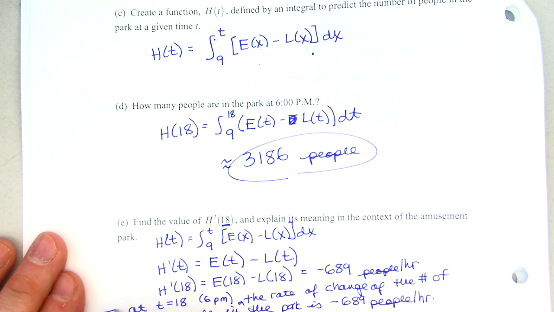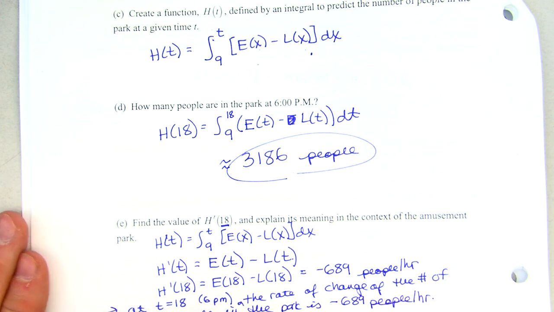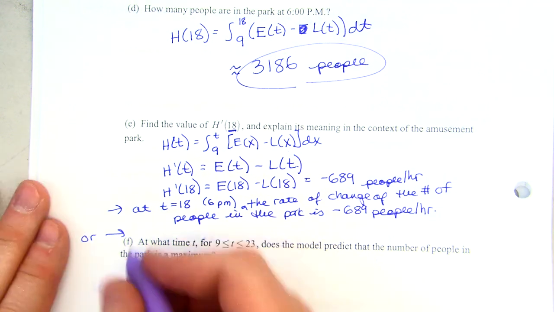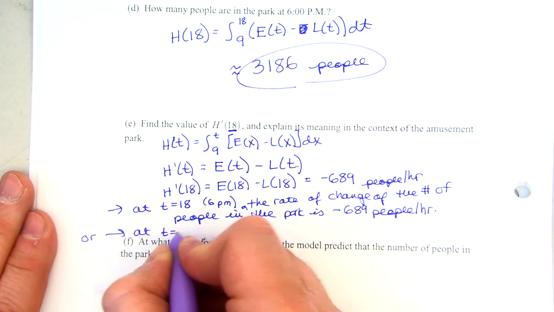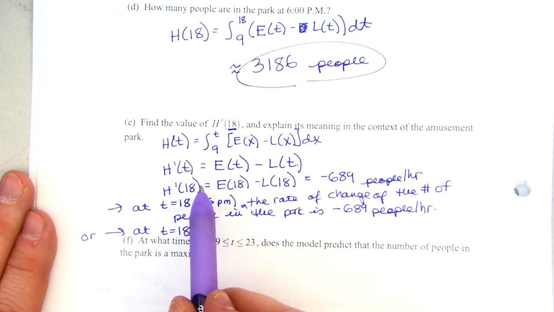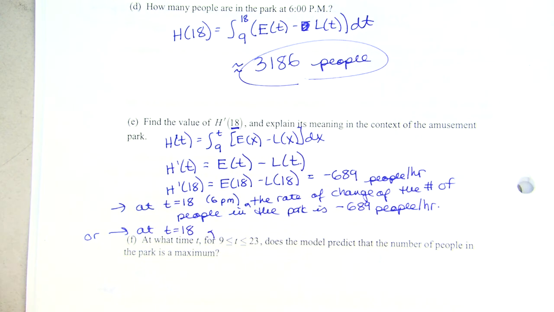But there's maybe a better way. And actually, I don't like what you said, John, because this isn't about people leaving the park. It's about the change in people, because there was something else for leaving the park. I would say like the net total of people decreased by 689. Okay, so first of all, again, I'm going to refer to t equals 18. How about the number of people in the park? That integral gave you the number of people. Its derivative is the rate of change of the number of people.